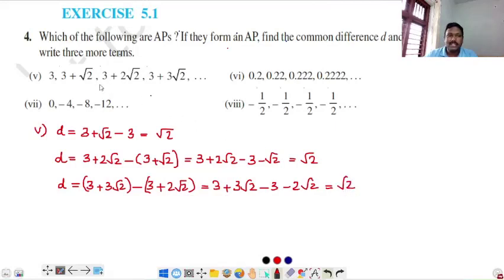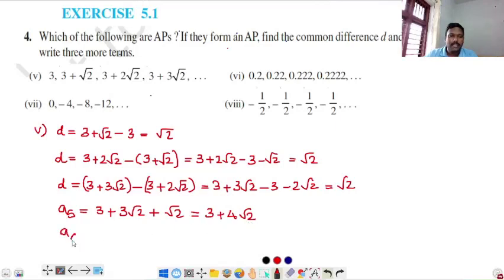So we can say this forms an AP. Now we have to find next three terms. So the next three terms, A5 is equal to, with the fourth term, what is the fourth term here? 3 plus 3 root 2. You have to add the common difference. What is the common difference here? The common difference is root 2. So 3 plus 3 root 2 plus root 2 is how much? 3 plus 4 root 2.